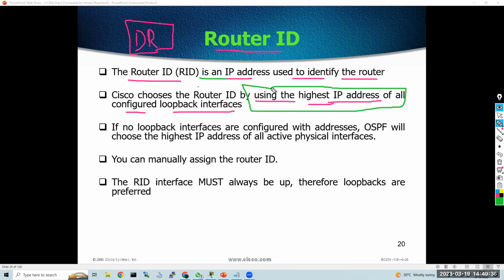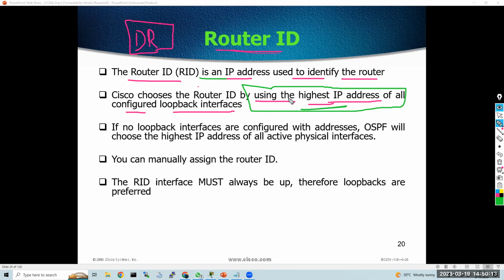Let me tell you, in your country, elections happen, right? Whoever gets the highest votes, people vote for him, that guy becomes your President. Same thing here: whoever has the highest IP, that router becomes the president. Understood? A little bit. Okay, I will explain in coming time. No problem. First understand here.